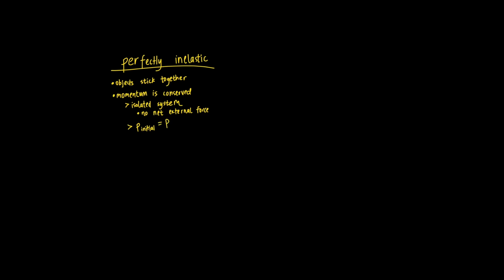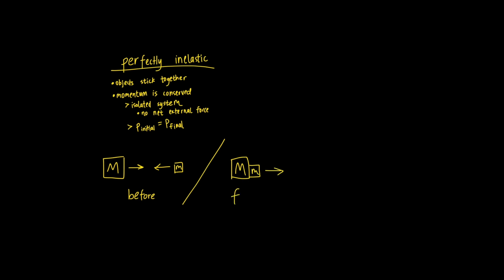The conservation of momentum means that the total momentum of the system, which is the vector sum of the momenta of individual particles, does not change. This means that the initial momentum equals the final momentum.